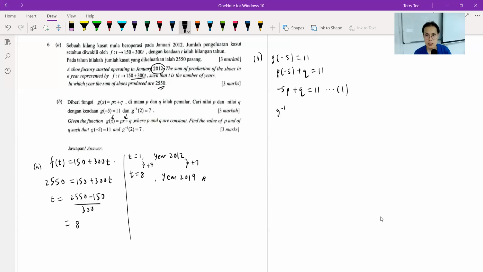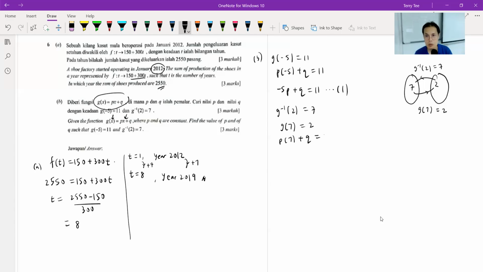Okay, the second part, g inverse of 2 equals 7. Now, you don't have to inverse the function because if I start from 2 and go backwards, the object is 2, your image is 7. But if I go forward, instead of g inverse, we write g, your object is 7, your image is 2. So we put g(7) equals 2. Now let's take 7 and put inside your function, p times 7 plus q equals 2. We can say 7p plus q equals 2.